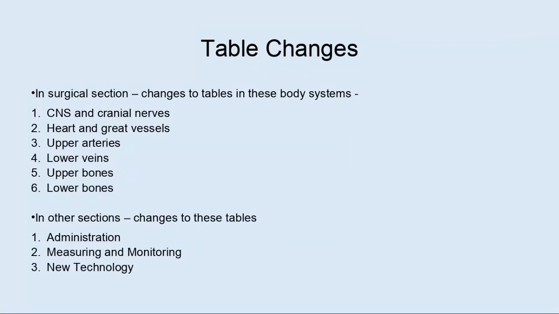So in the surgical section, we have changes to central nervous system, cranial nerves, heart and great vessels, upper arteries, lower veins, upper bones, lower bones. In other sections outside the surgical, we have changes in administration, measurement and monitoring, and primarily in new technology. Lots and lots in new technology.